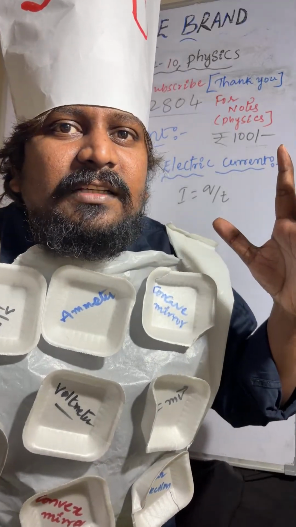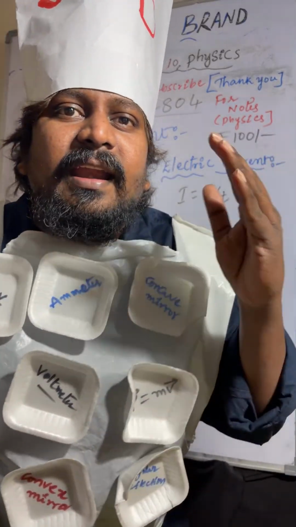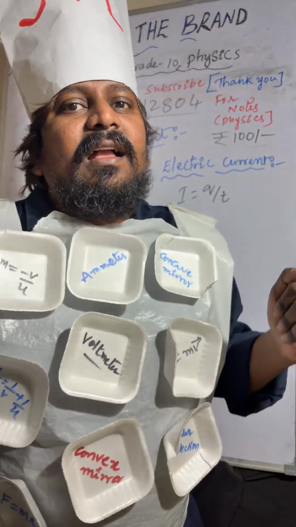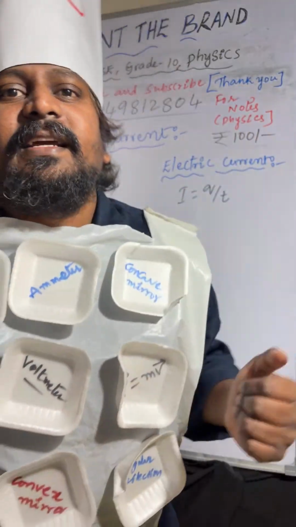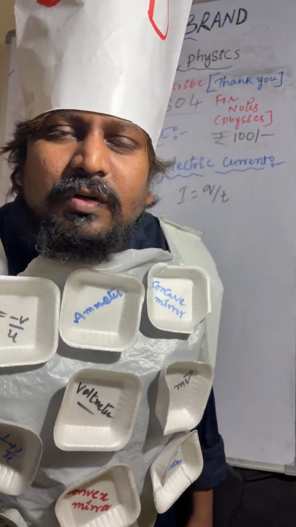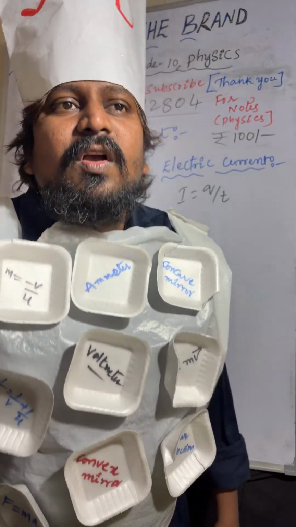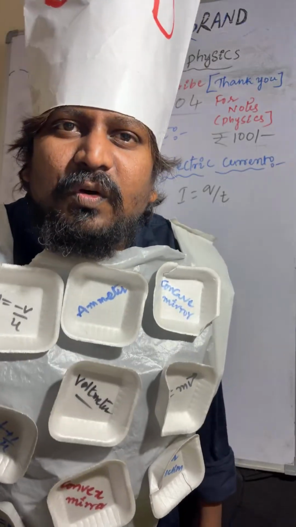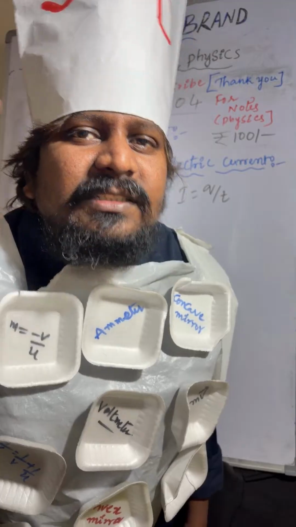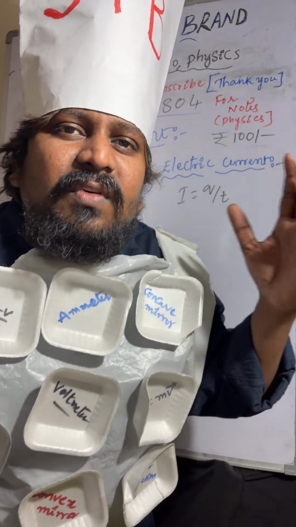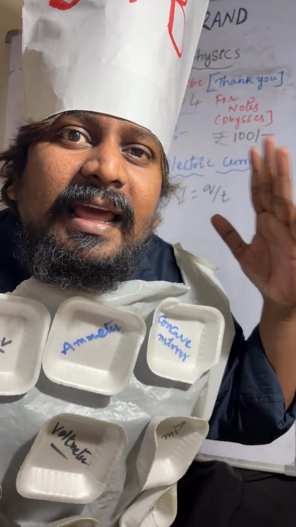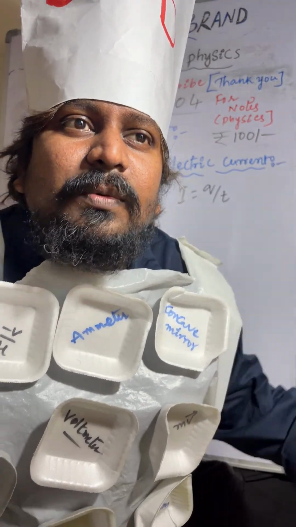Rate of flow of charge is called electric current. I equals Q by T. The SI unit of current is ampere. The SI unit of charge is coulomb. The SI unit of time is second. 1 ampere is defined as 1 coulomb of charge flowing through unit cross-section area per second. That is called electric current. I equals Q by T.